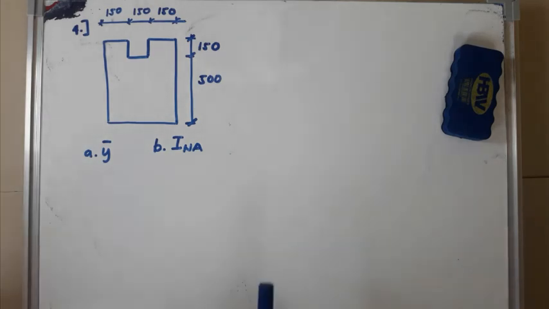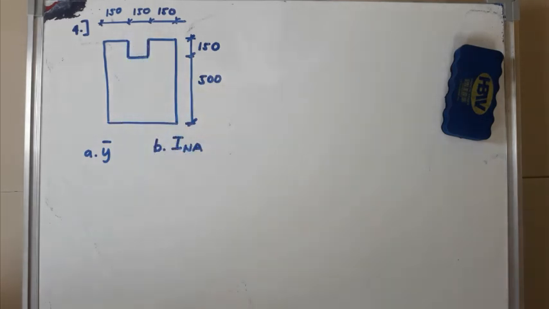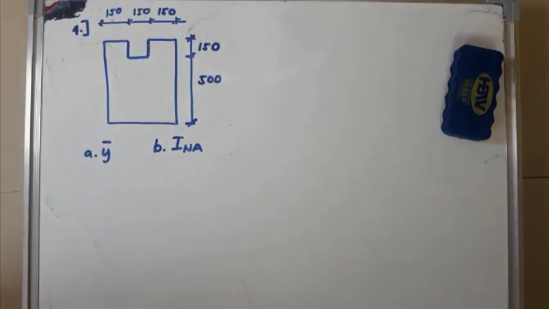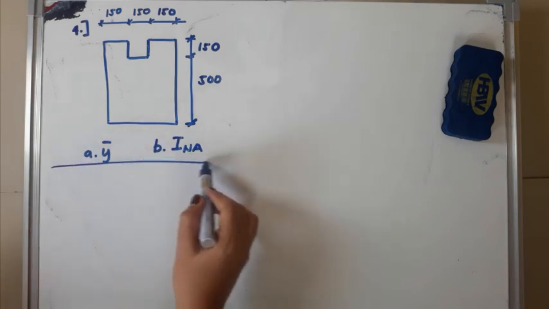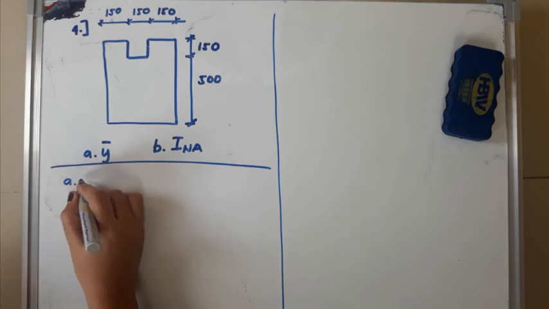So these are the dimensions. The hole is a square with dimension of 150 by 150 mm, and you can see the remaining dimensions. For letter A, we are asked to solve for the bar Y, and for letter B, we are asked to solve for the moment of inertia with respect to the neutral axis. So let's solve for letter A. Solving for bar Y.